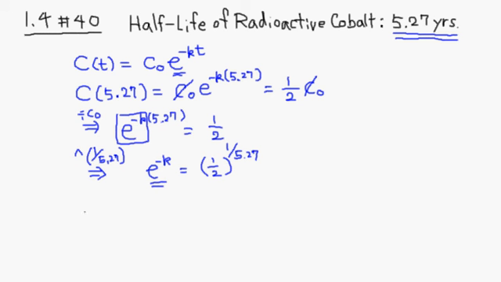So therefore we have the function C of t, where C0 is still unknown. Actually, we don't really have to know it, so that's whatever the amount, the 100 times the acceptable level. And e to the negative k is what we just found, 1/2 to the 1 over 5.27. Then you raise it to the t, so you put t here. So this is the function.